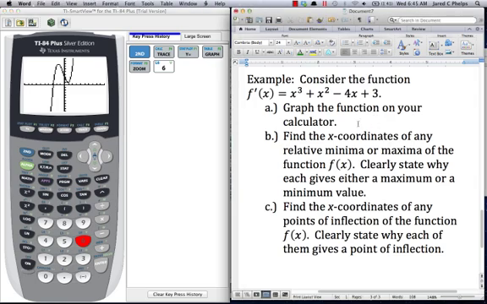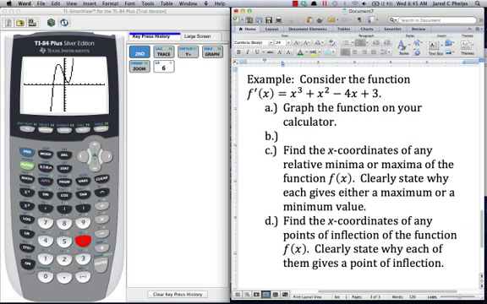So, graph function on the calculator, yay, we did it. On the test, sometimes I'll ask you guys to sketch these. I swear I can type.